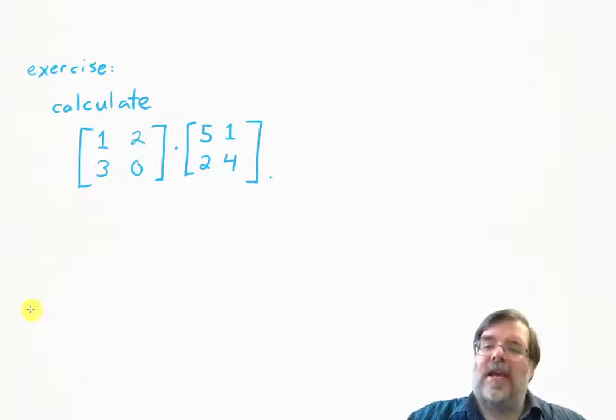So, since you learn math by doing math, you should try a matrix calculation. Go ahead and try to calculate the product of the matrices 1, 2, 3, 0 times the matrix 5, 1, 2, 4. So you might want to partition these matrices, the first into rows, the second into columns, and calculate your dot products and see what you get.